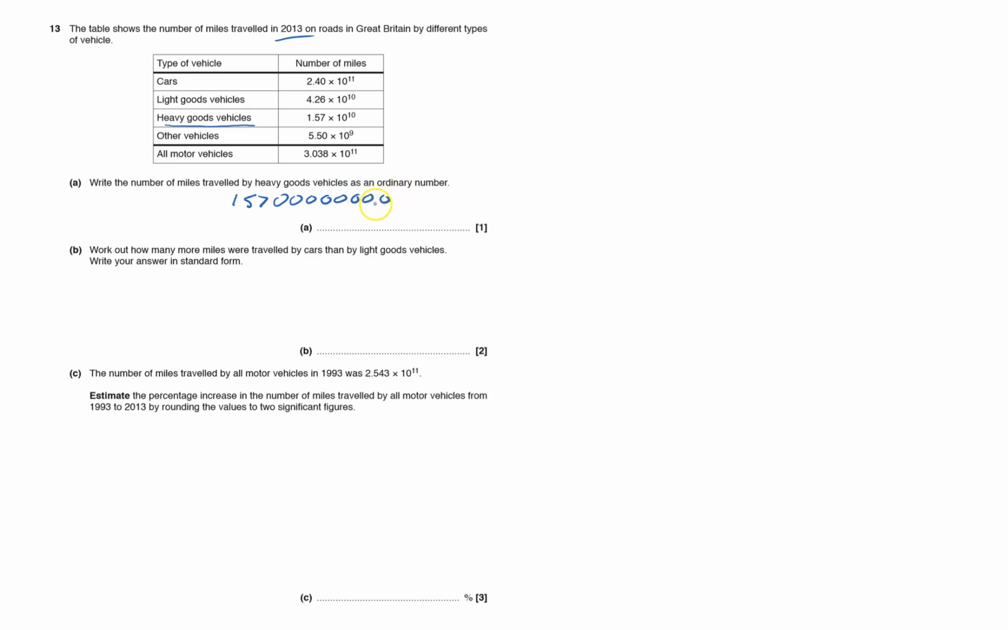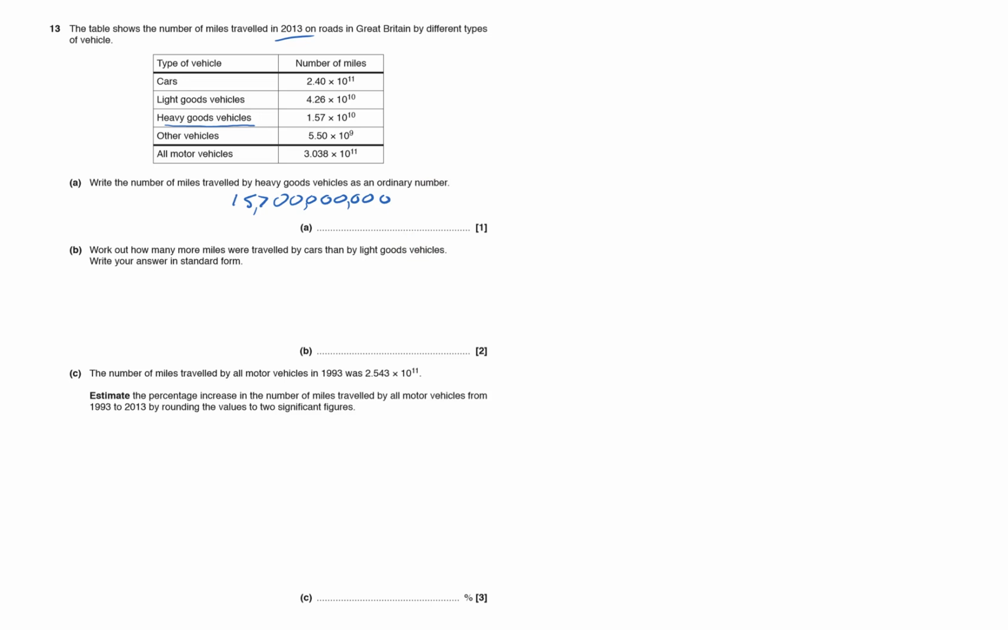And then I'll put in the commas from the right hand side. So comma there for the thousands, comma there for the millions, comma there for the billions. So it'll be 15,700,000,000.